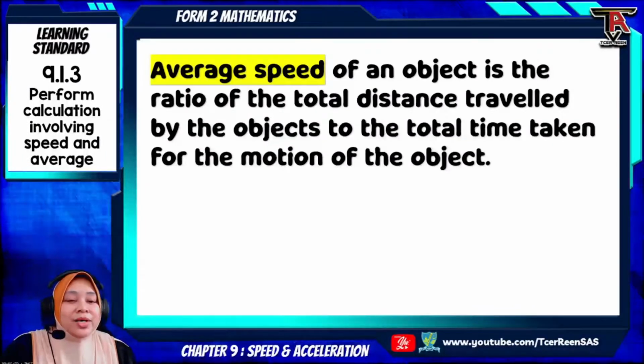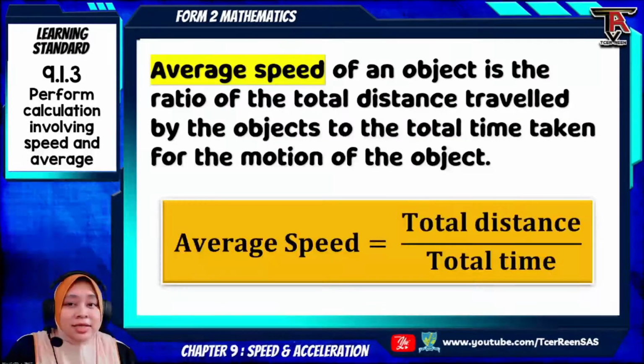Now we have learned about average speed. This is the formula for average speed, which is total distance divided by total time.